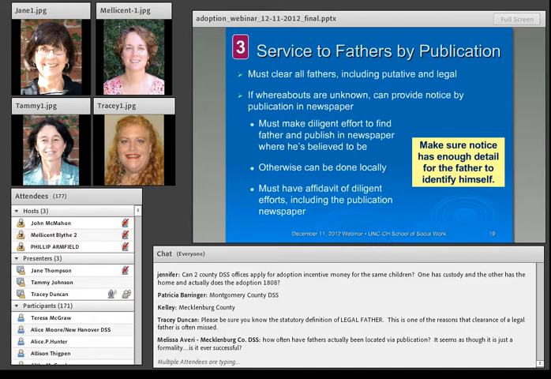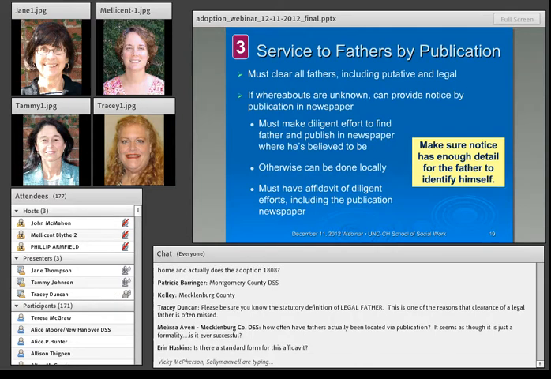Is it okay for me to chime in just real quick? The question was just asked, is publication ever successful? And I can definitely tell you that yes, it is. Yes, I second that. And I third that. I have had a number of them find me in cases that I was involved with by publication. But again, a lot of it comes down to, can they identify themselves in that publication, as Tammy just said.